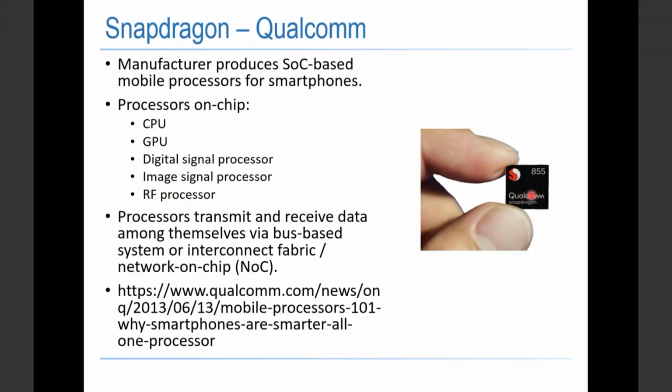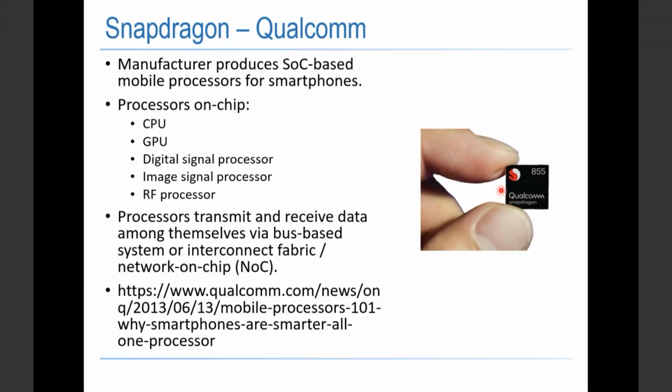Okay, so this is for RF technologies. The processors transmit and receive data among themselves via a bus-based system or interconnect fabrics, which is a network on chip, or buses.